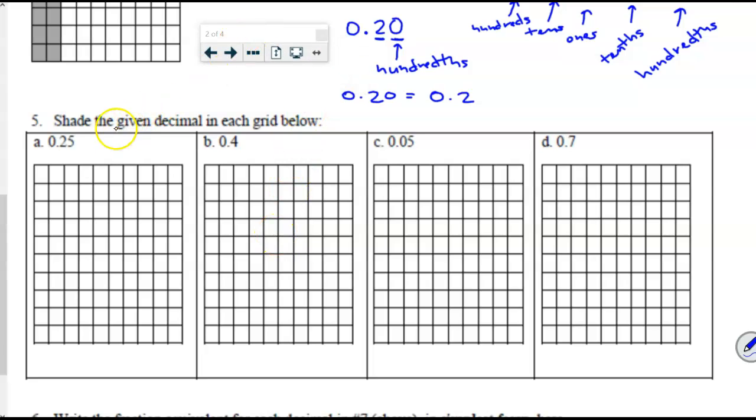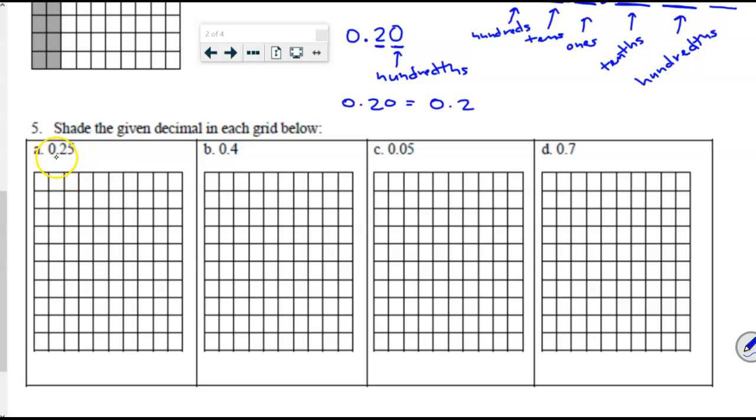Based on that, I want you to put that to practice. Will you please shade the amounts shown for A, 0.25. Think about the correct way to say that decimal. 0.4, what is the true way we should say that? Hopefully by saying it the right way, you'll know how much to shade. 0.05 and 0.7. Try this on your own first, and then we'll come back together on the recording to do it together. With your groups, ready, set, go.